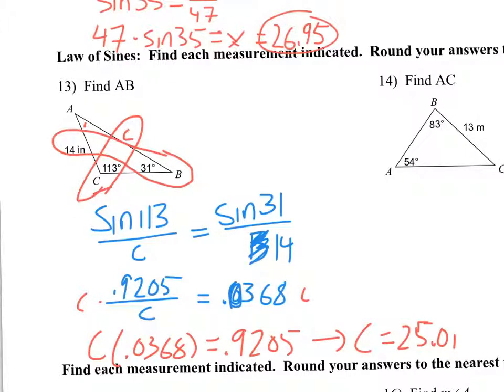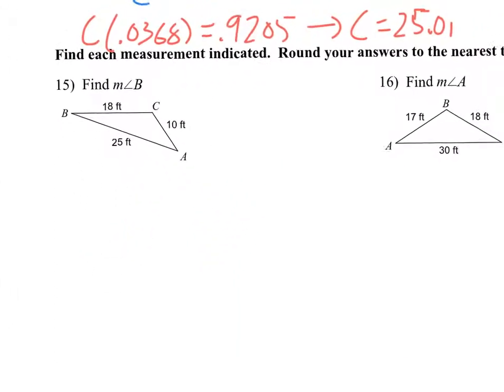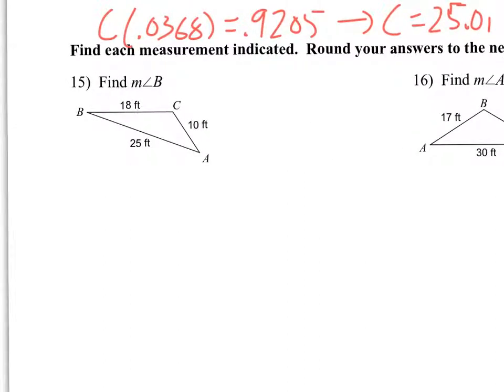And looking at my other sides, 14 is opposite 31. This is a much bigger angle, so a much bigger side makes sense. All right, find each measurement indicated. Here we're looking for an angle.